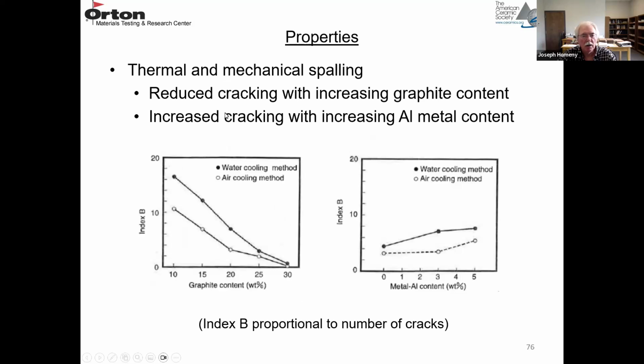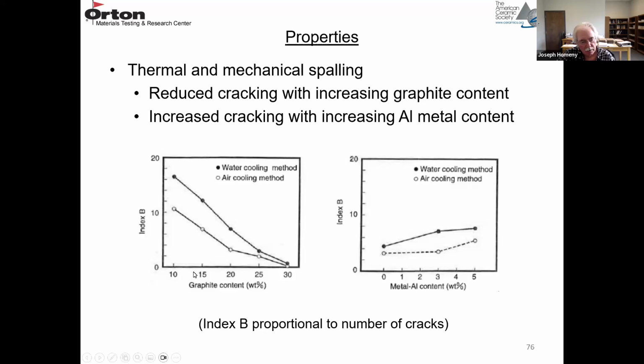And then thermal and mechanical spalling: reduce cracking with increasing graphite content and increase cracking with increasing aluminum metal content. So this is an index. Index B is proportional to the number of cracks. So the higher the index, the higher the crack density. Also, the higher crack density reflects more thermal shock damage. So this is basically thermal shock damage versus graphite content, thermal shock damage versus this anti-oxidation metal aluminum.